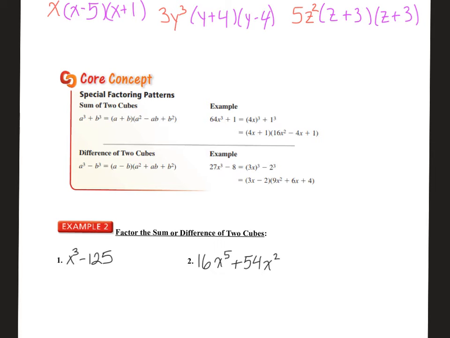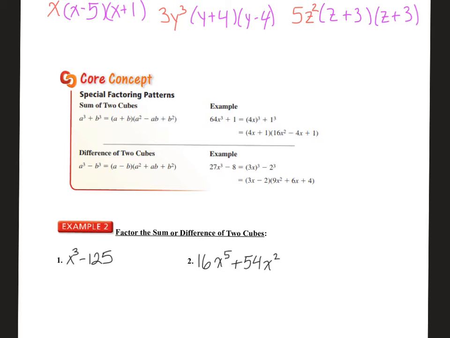So the first example, 64x to the third. Well, we want to label our A. Our A is going to be 4x, because 4 to the third power is 64. So that's your A, right? Because if we break it apart. And then the 1, can we break that 1 apart somehow? Yeah, it's 1 to the third.